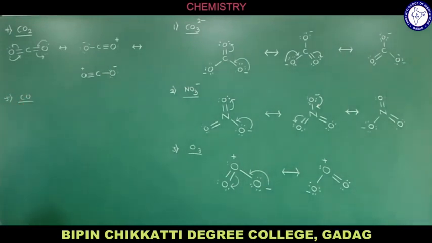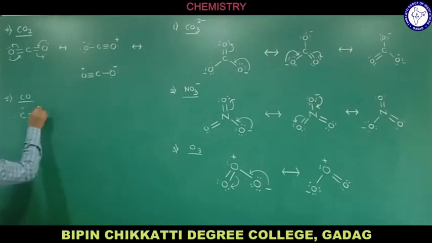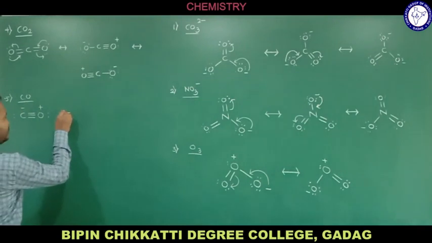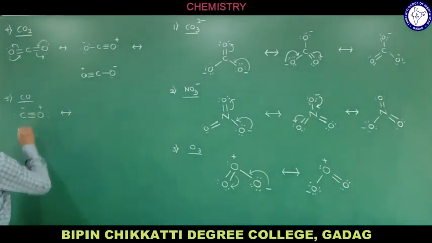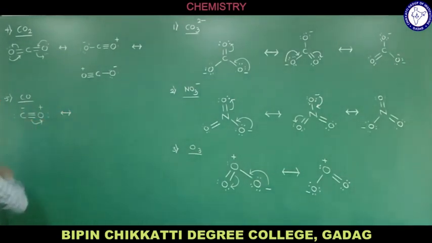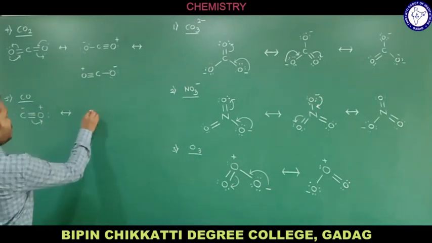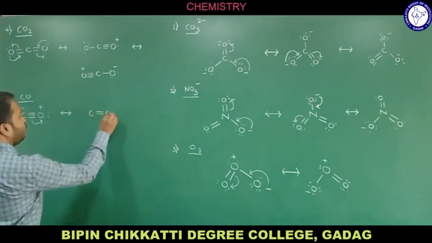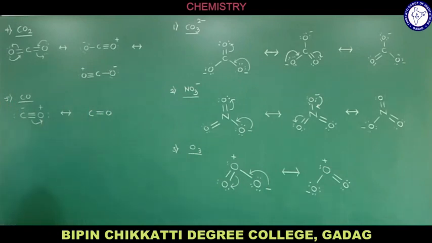So what would be the resonating structures of carbon monoxide? As we know, the Lewis dot representation for carbon monoxide is like this. So carbon, the valency will be 4, and we have 3, 4, 5, therefore it gets a minus charge, and oxygen will get a plus charge. So in the resonating structures, oxygen is more electronegative, therefore the pi electrons are going to shift in this manner.